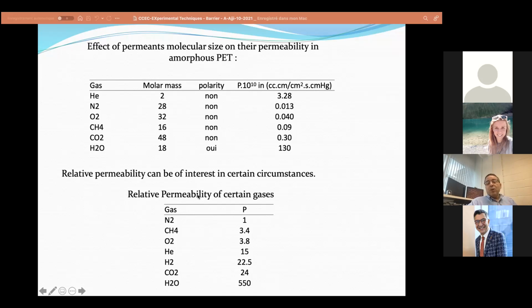And you can also sometimes find what we call relative permeability, which is defined with respect to nitrogen. So if you know the permeability of your membrane or your polymer to nitrogen, then you can deduce or calculate its permeability to various other gases using this ratio. So this is the ratio of permeability to a certain gas. For oxygen, for example, it is 3.8 times more than for nitrogen, for CO2, 24 times more, etc.